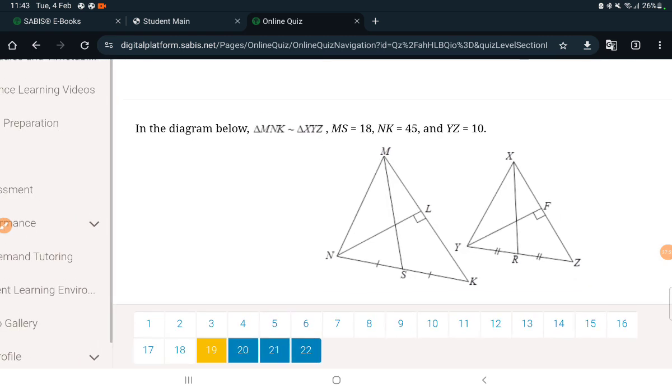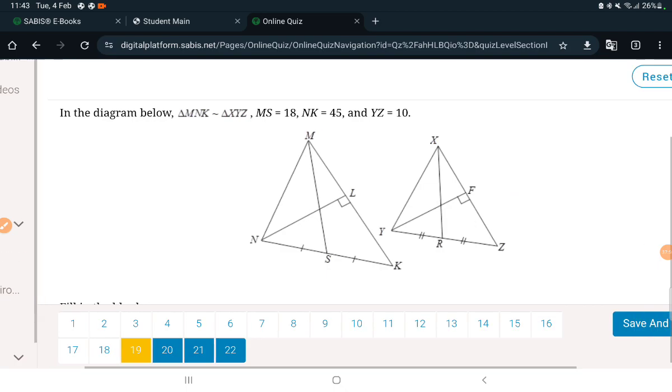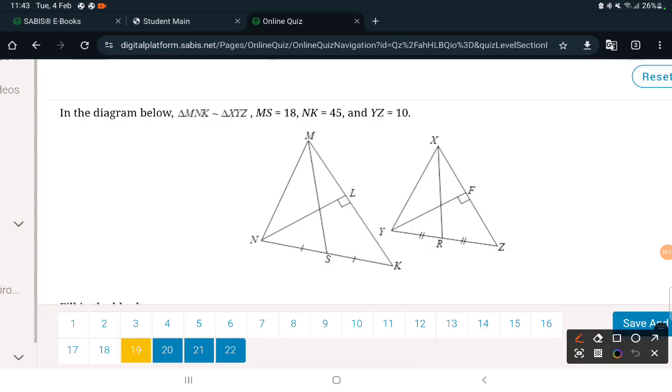In the diagram below, MNK is similar to XYZ. MS is equal to 18. NK is equal to 45, yep. YZ is equal to 10.